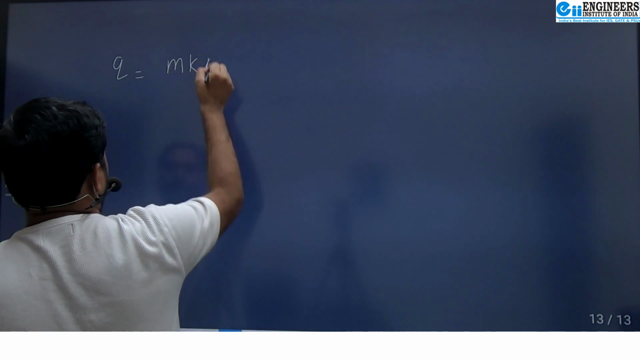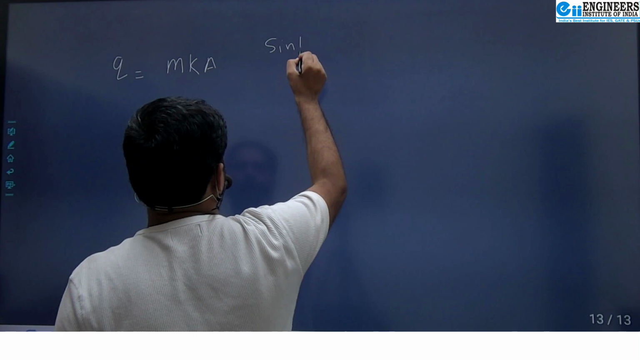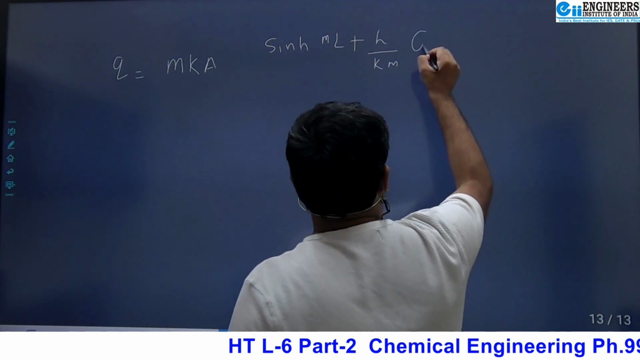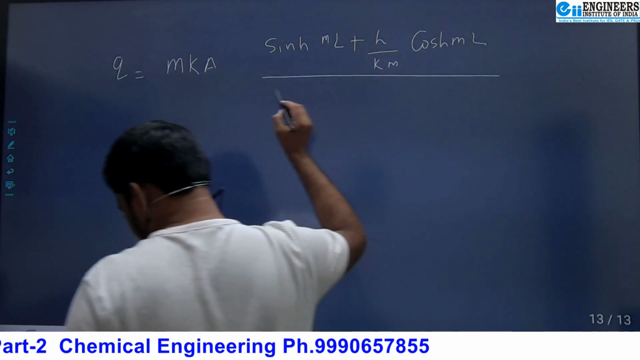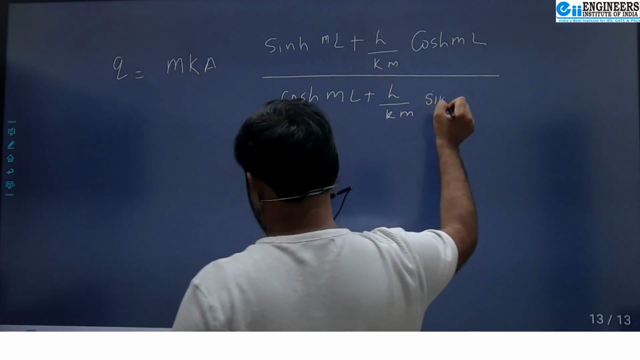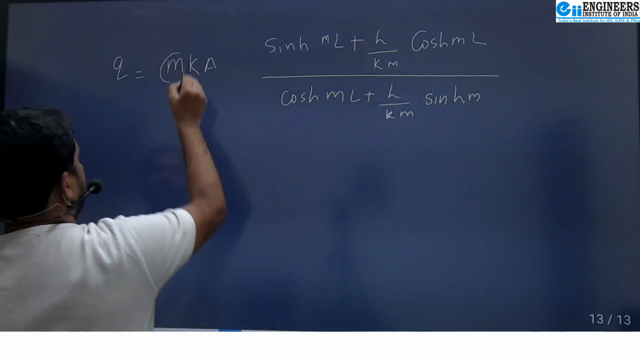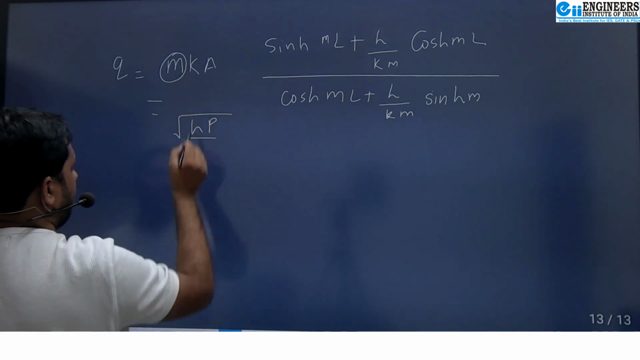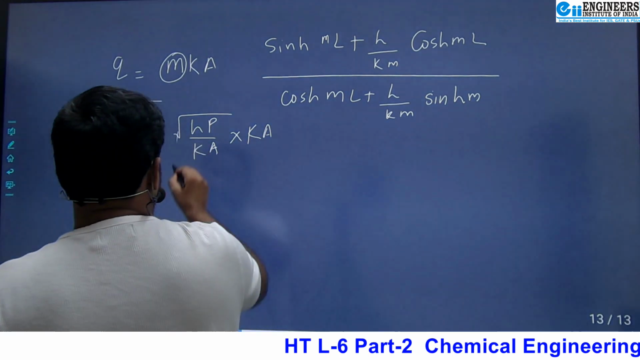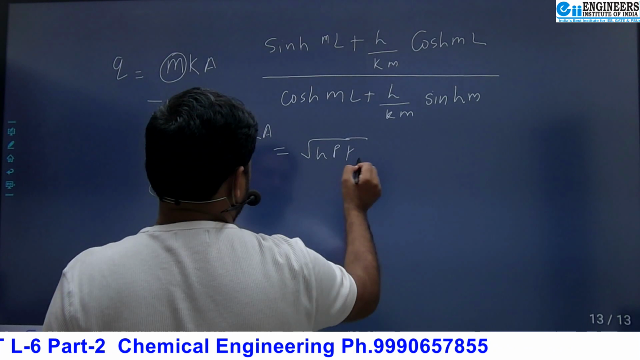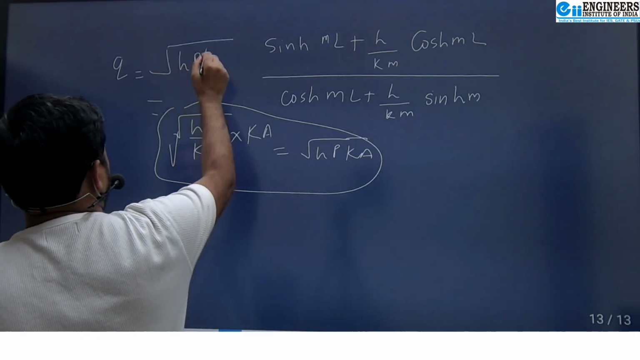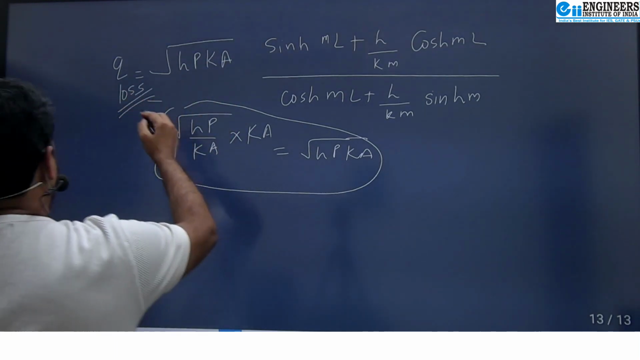m k a. Now the whole expression: sinh ml plus h by km cosh ml, divided by cosh ml plus h by km sinh ml. km is nothing but root hp by k into k, and with the desired expression, you can write k, root of this becomes root hp upon hpk. So in place of this mk, you can directly push this value, and you can write this as root hpka. This is Q loss in case of case 2.